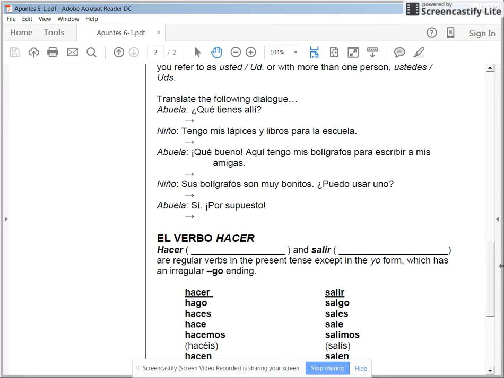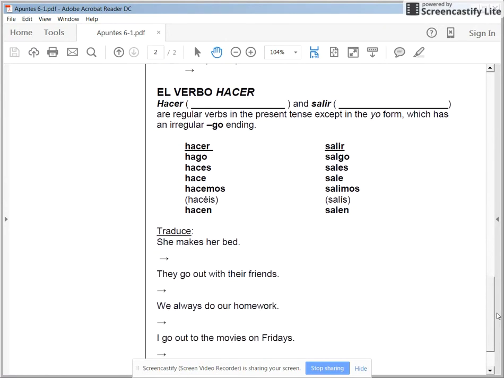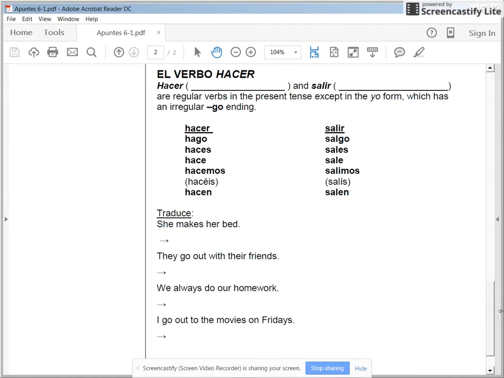Now, hacer and salir are regular verbs in the present tense except in the yo form, which has an irregular go ending. So these are called yo-go verbs. There are more yet to come, but these are the ones that come up first. So here you have the conjugations for the present tense of both hacer and salir. Notice hacer is an ER verb, salir an IR verb, and their conjugations are regular in all other forms except for the yo. If you notice a similarity, the yo form has that G in there and it ends in the O. So, repitan to practice.